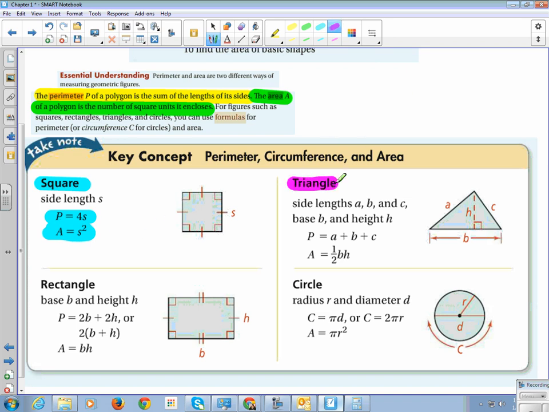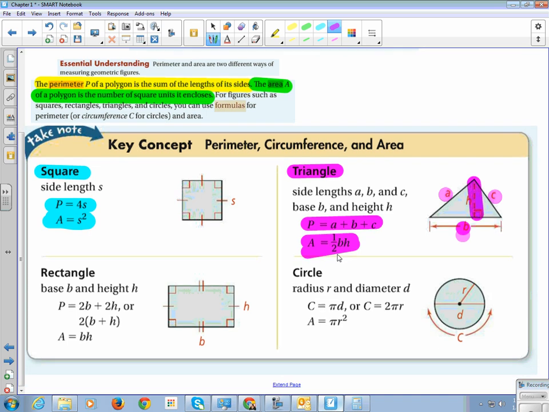For a triangle, you take all of your sides and add them together, and then for the area, you take the base and the height, multiply them together and divide by 2, or multiply by 1/2, either way. For a rectangle, the perimeter is 2 times the base plus 2 times the height, and the area is the base times height.